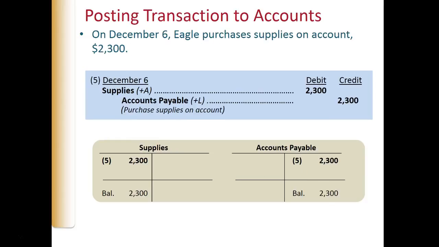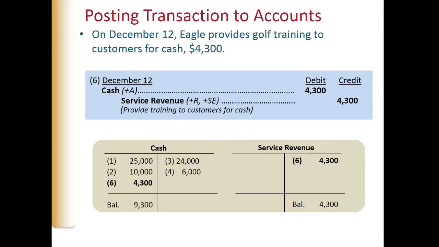Next, we've got Eagle purchases supplies on account, $2,300. Our supplies, which is an asset, increases. Our accounts payable, which is a liability, increases. You see number 5, we debited supplies. Accounts payable, we credited accounts payable. Make sense?